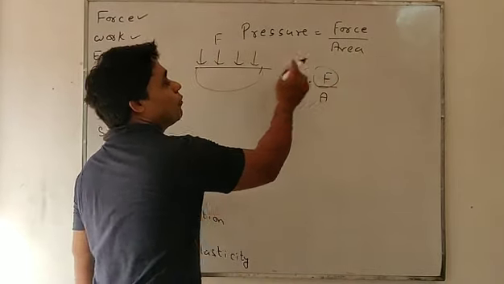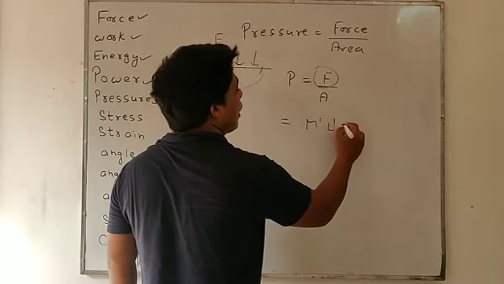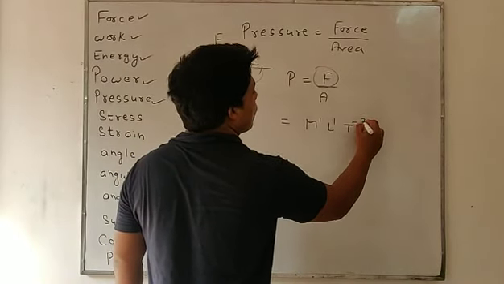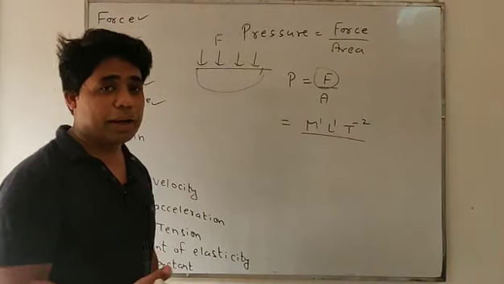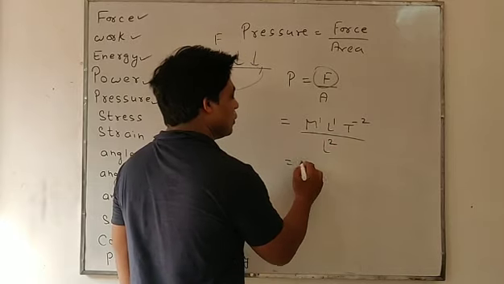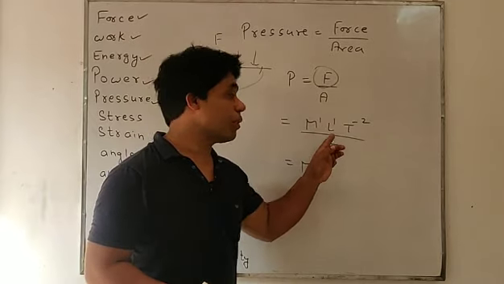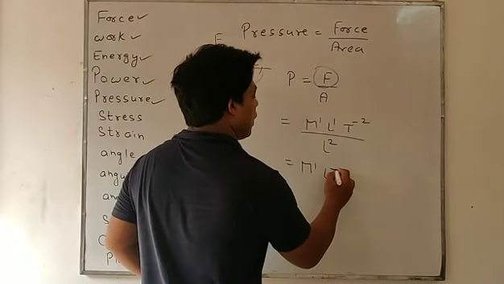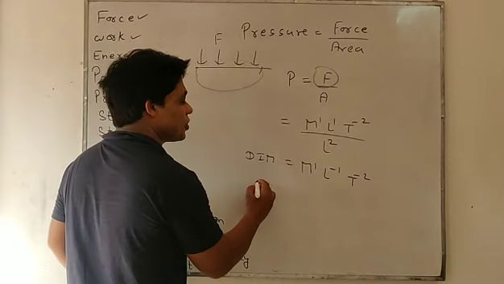Again we know the dimension of force. What is the dimension of force? M1 L1 T minus 2. And area is length into breadth, L into L, as we did in the first lecture, so it becomes L square. So M1, transfer L upwards, L minus 2 plus 1, L minus 1, and T minus 2. That is the dimension of pressure.